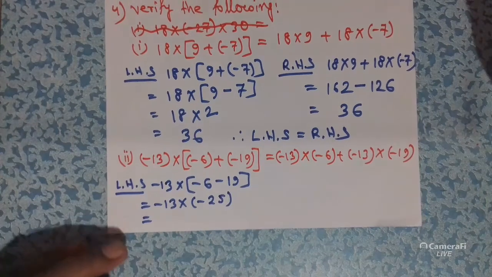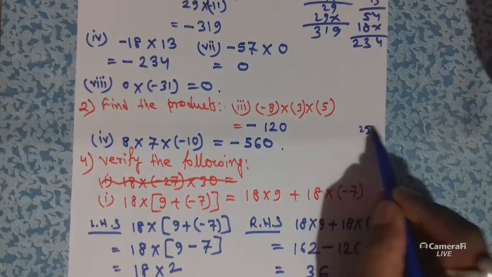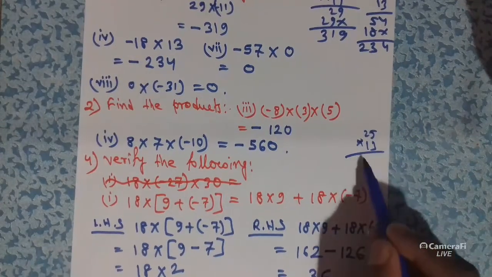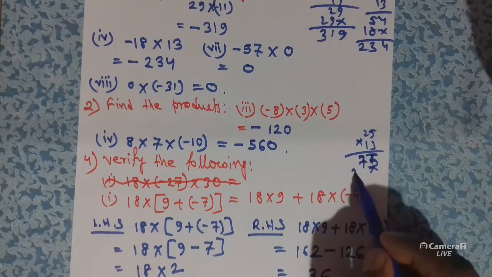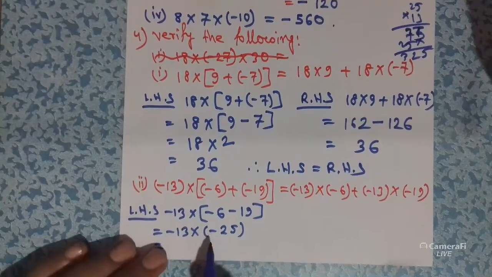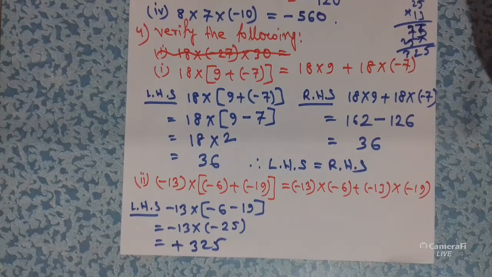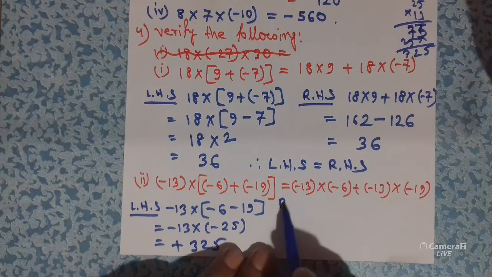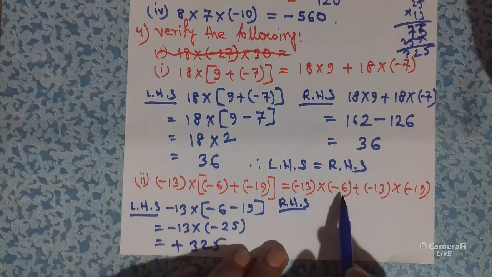Now multiply 25 with 13. So it will be 325, and minus minus is always plus, so it is 325. So left hand side is 325. Now we have to check right hand side. So right hand side you can see that minus 13 multiply minus 6.